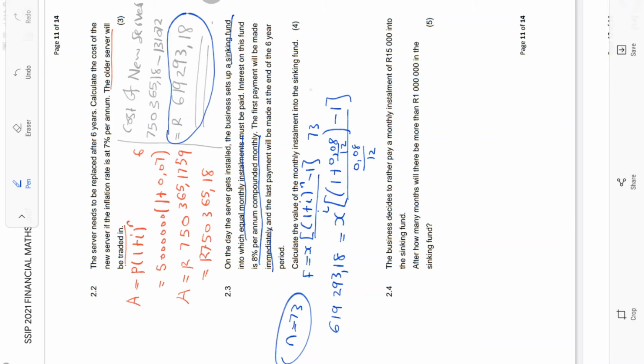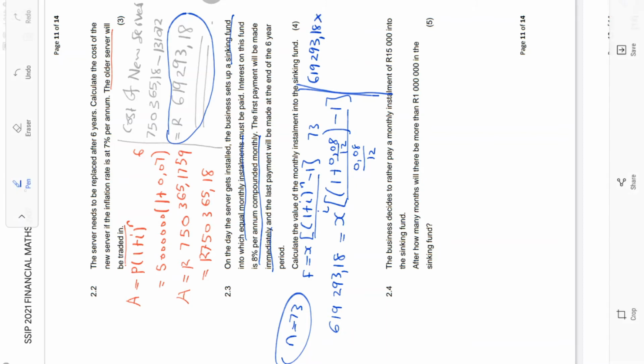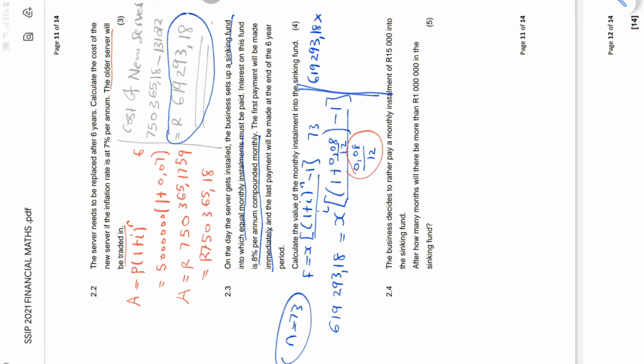So your x here, for those of you who struggle, you're going to have your 619,293.18 times the denominator that's on there, your 0.08 over 12.